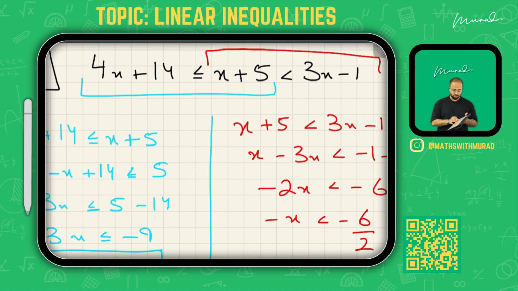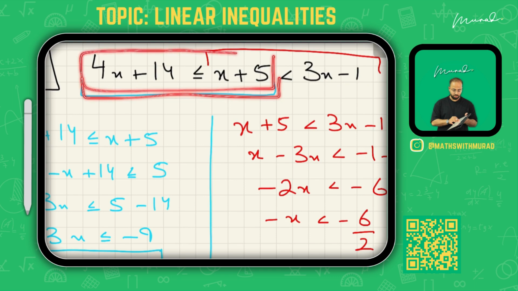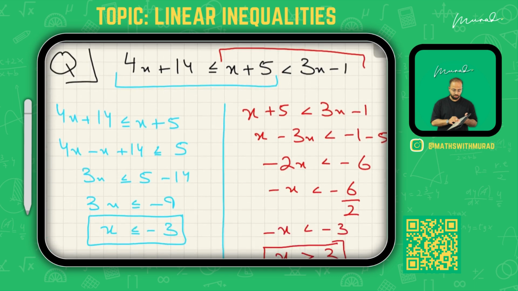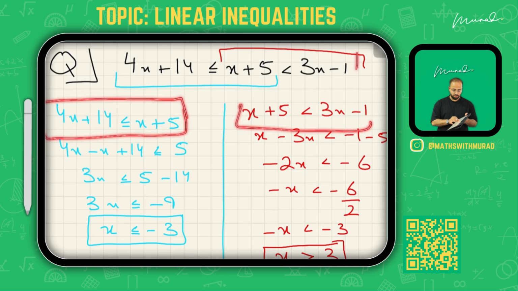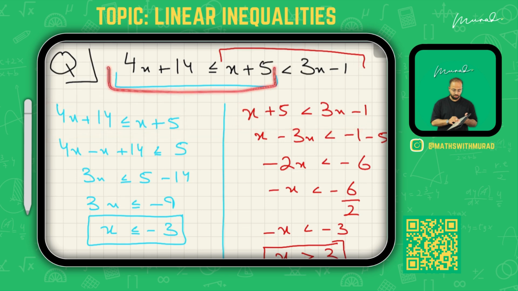So first of all, what you will be doing over here is separating this inequality and writing it alone over here. 4x plus 14 lesser and equal to x plus 5 over here, and then x plus 5 lesser than 3x minus 1 over here. So that's how you form two different inequalities from this one. Separate this part first, and then separate this part. Okay, now the solution is totally similar to the previous solution, so that's why I'm not solving it completely.